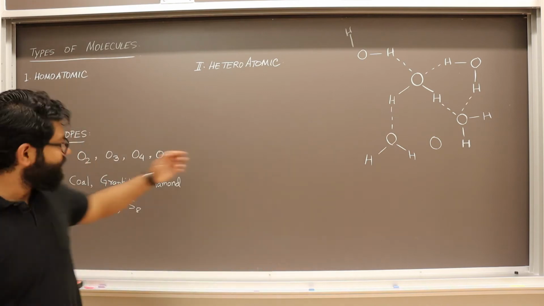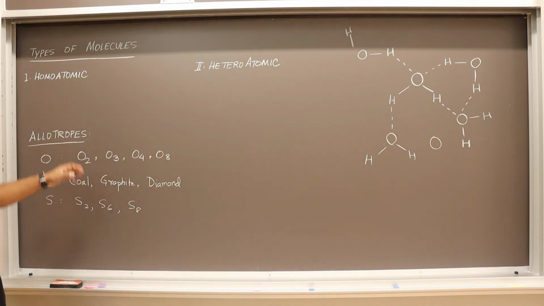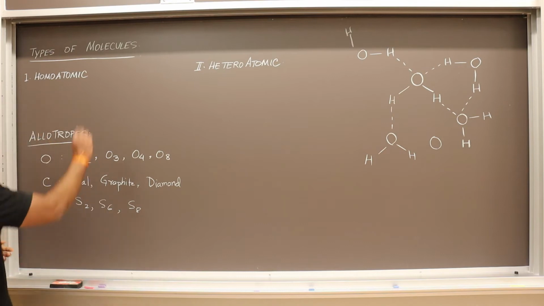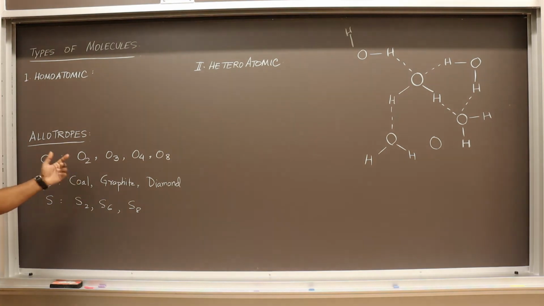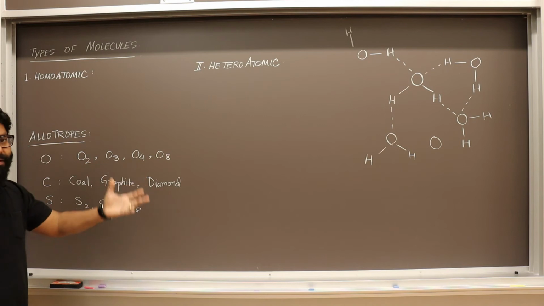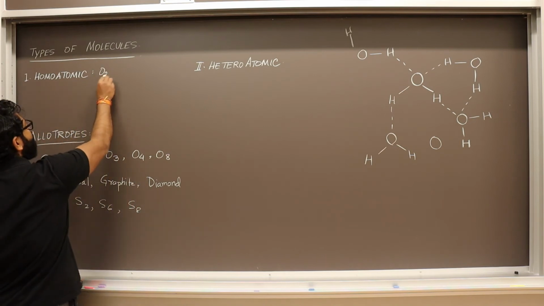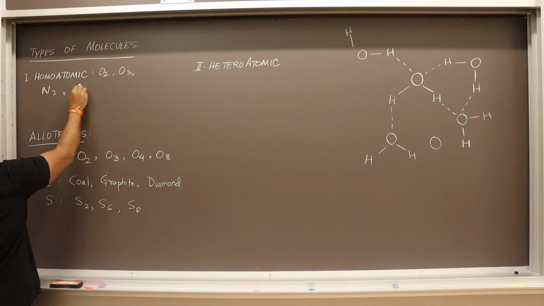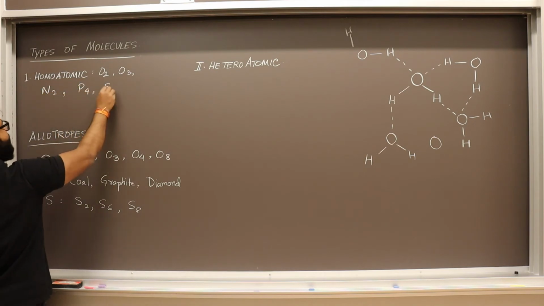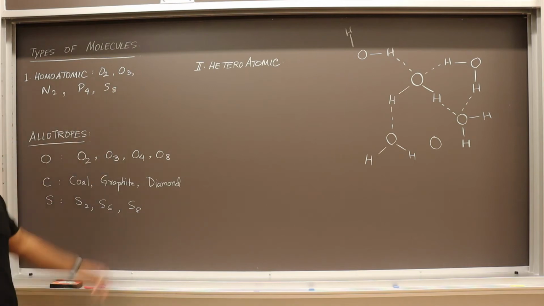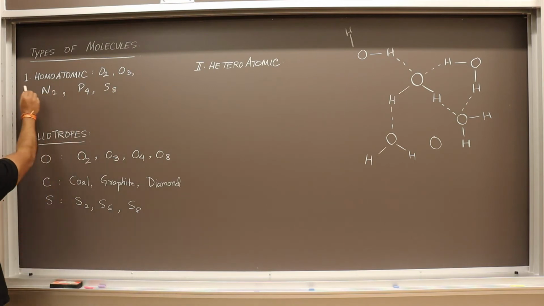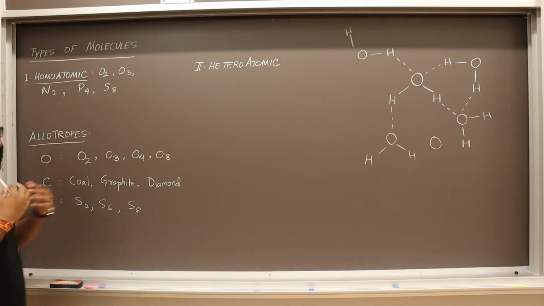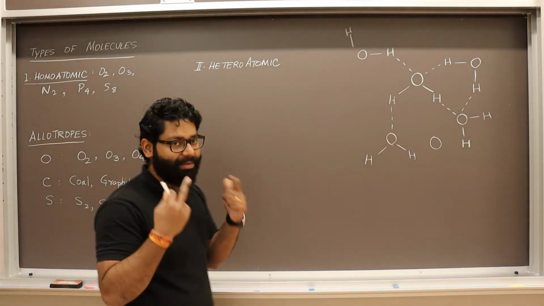Okay, now this brings us to the topic of types of molecules. Now, if a molecule is made up of the same kinds of atoms, like in here, what are the types of atoms involved? It's just oxygen, right? It's just O, O, O. So there's no other thing. So if you have O2 or O3 or N2 or P4 or S8, only one type of atom constitutes this molecule. So that molecule will become a homoatomic molecule.